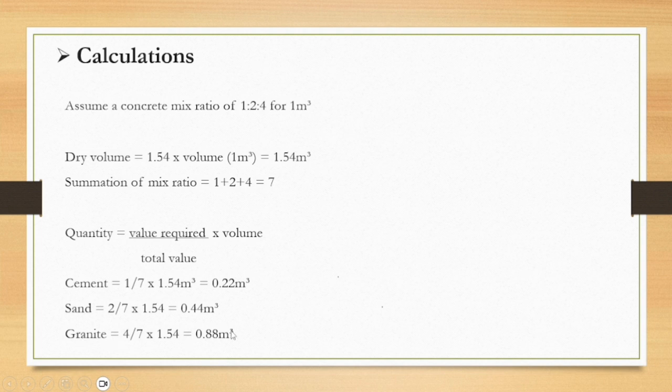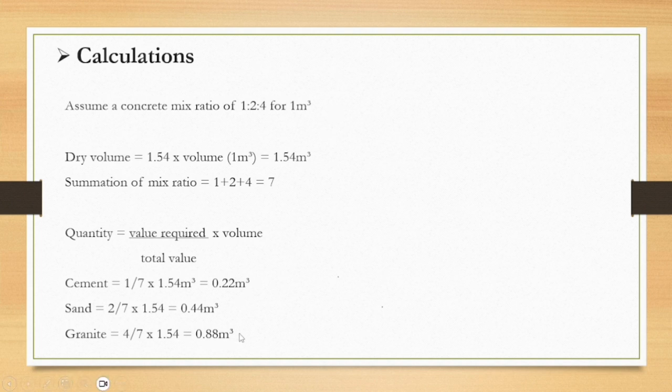But in case the place you are doesn't use meter cube, there are a lot of places in Africa where, if you want to buy, except you are buying in bigger quantity and the person you are buying from understands the quantification in volume, the person can easily convert to bags. So you cannot go to people selling cement in this part of the world and tell them I want to buy cement of 0.22 meter cube. They will just be looking at you. You cannot tell them I want to buy granite of 0.88 meter cube.